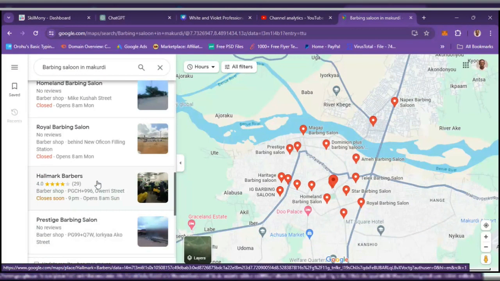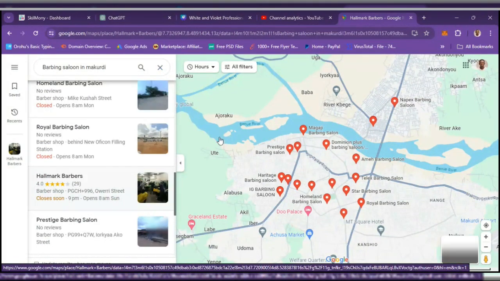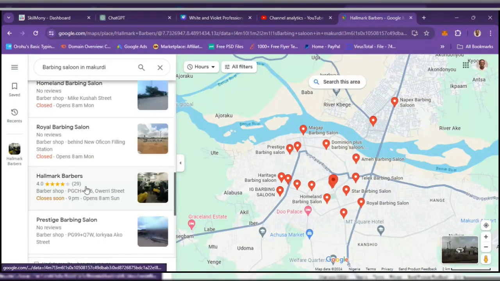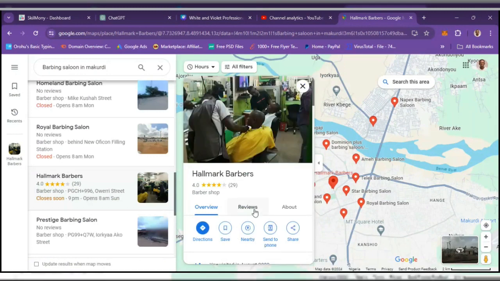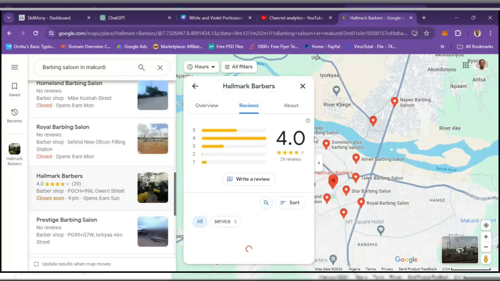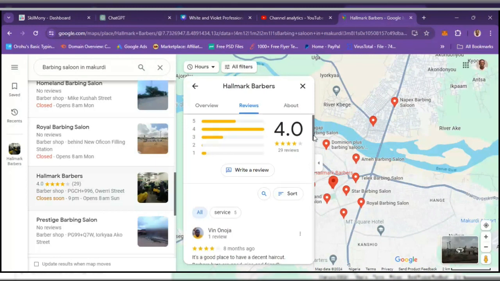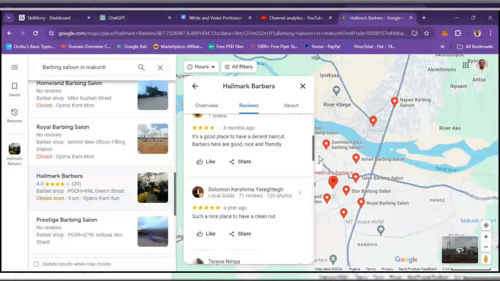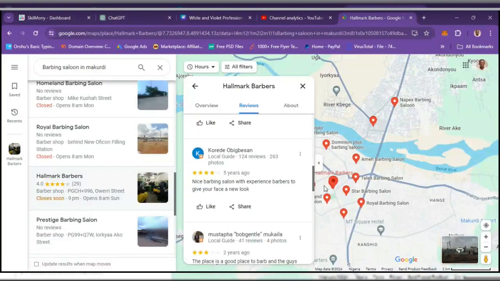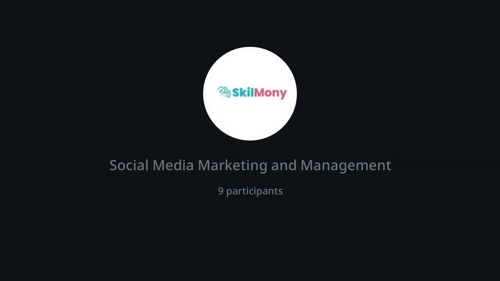If I click on Hallmark now, I'm going to see a lot about Hallmark. I can check their reviews to see what people are saying about them, right? I can get one or two pieces of information from their reviews and decide on what I want to use the data for. "It is a good place to have a decent haircut." That's a positive review.